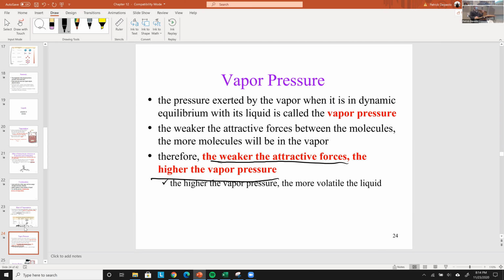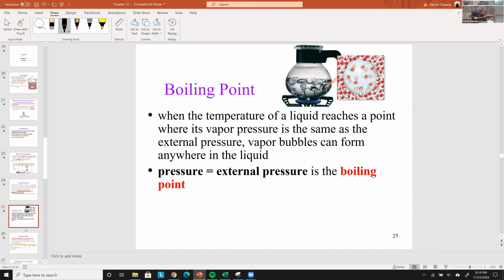Okay, moving on. And then boiling point. So boiling point is another thing, and really the definition of boiling point is where the temperature of a liquid reaches a point where the vapor pressure is the same as the external pressure. So what that means is, and it's directly related to your intermolecular forces, right? So the association real quick is the higher the boiling point, the more intermolecular forces you have, the stronger forces. Lower the boiling point, weaker the forces.